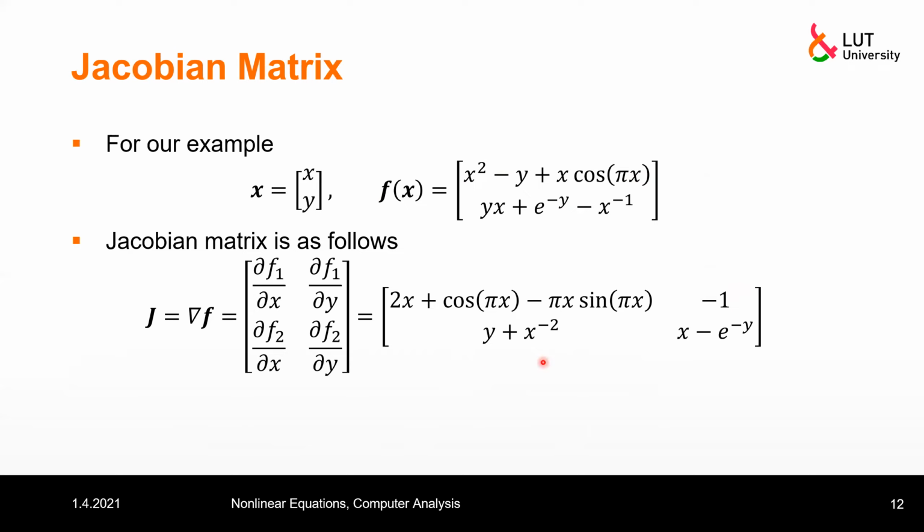And the same applies to the second row. So this is the second function, so that function. And with respect to x, we have y. This is non-existing, and here is plus x to the -2. And here it's the second function, second variable. So we have here only x left, and here we have -e to the -y. So in that way, we can manually create a Jacobian matrix. Okay, I hope it's clear.